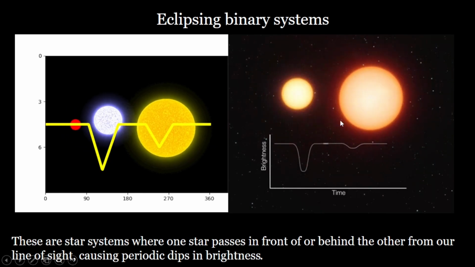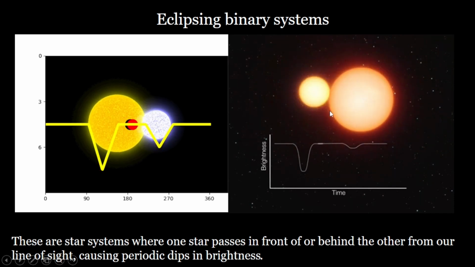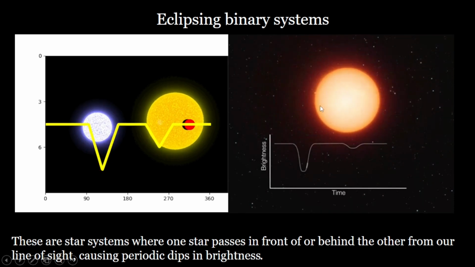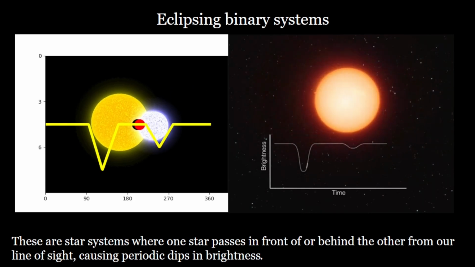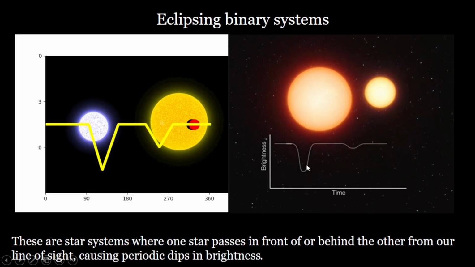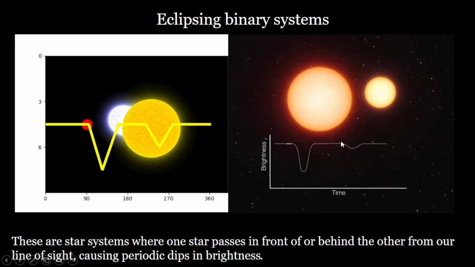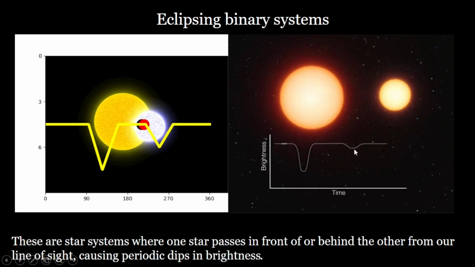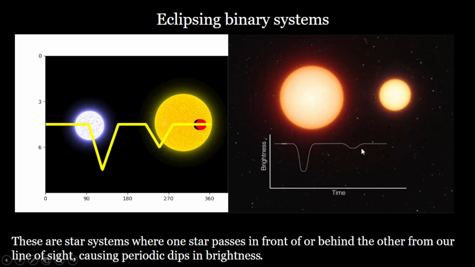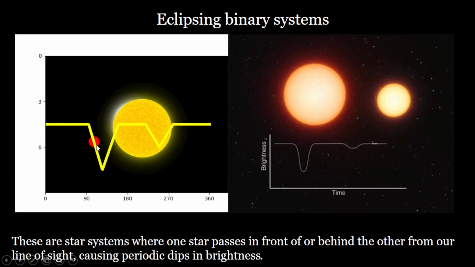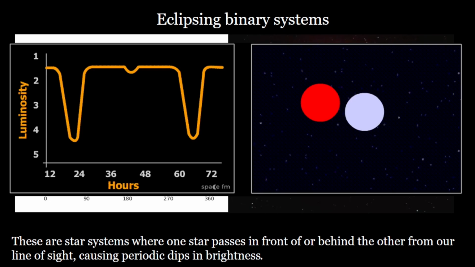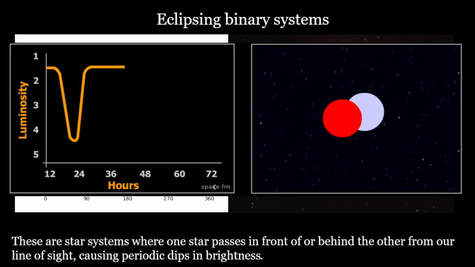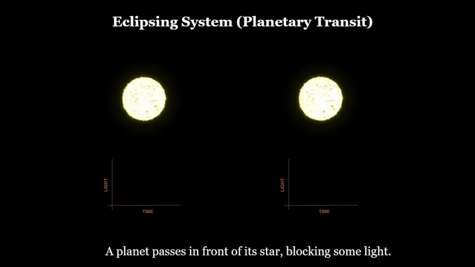So for instance, if you observe what is going on here, you will see that when the bigger star blocks the smaller star, we see this big dip in the light curve. But when the smaller star is in front, we see this little bump in the light curve. So the same picture is here. So these are the eclipsing binary systems. Here's another example, slower.